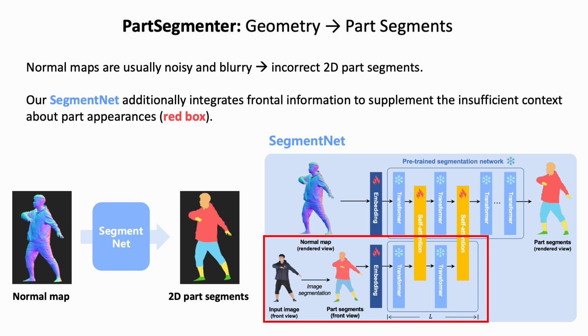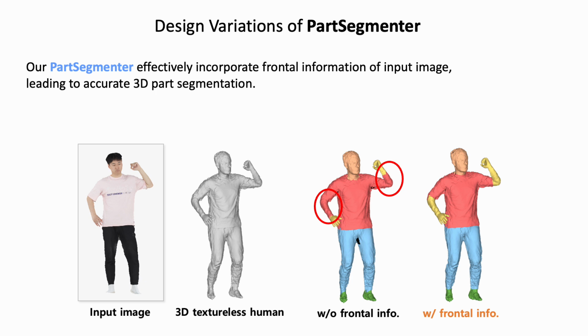However, the normal map can be noisy or blurry due to geometric errors in the textureless human geometry. To improve the robustness of segmentation, SegmentNet additionally integrates features from visible regions extracted from the front view image, as shown in the red box. By incorporating the information from the front view image, our part segmenter ensures consistent part segmentation even with an imperfect geometry, enabling accurate 3D part segmentation.